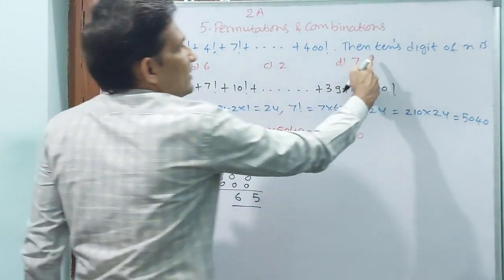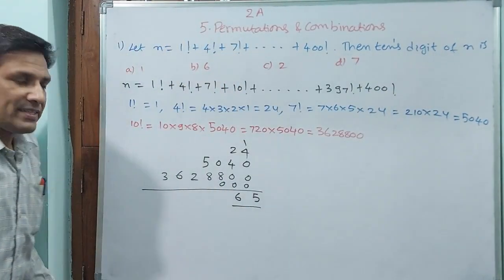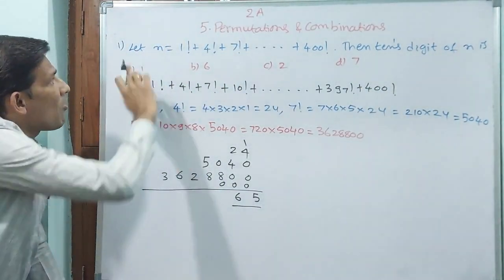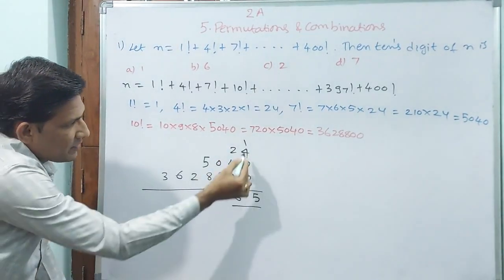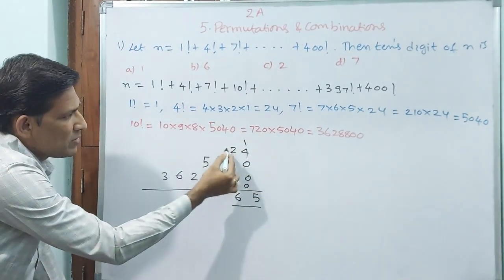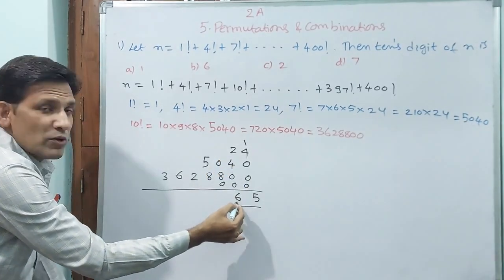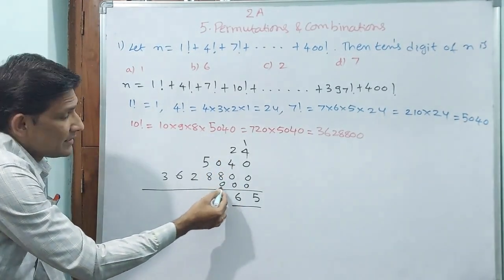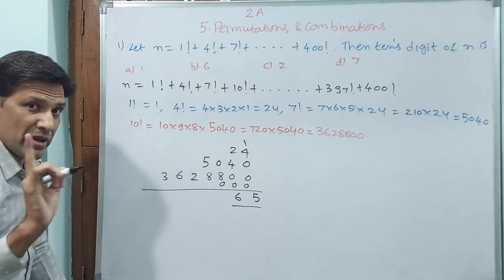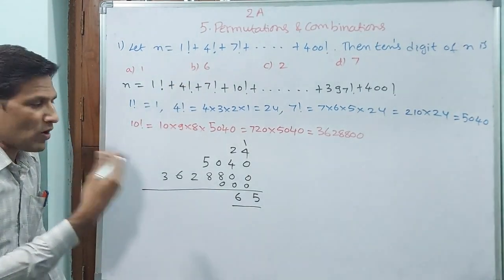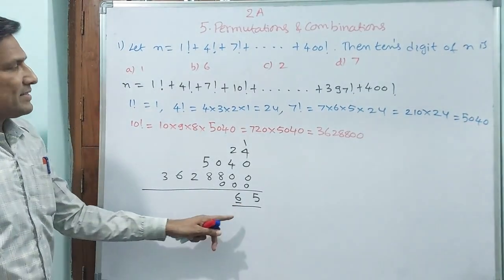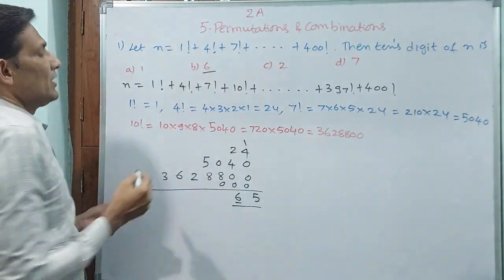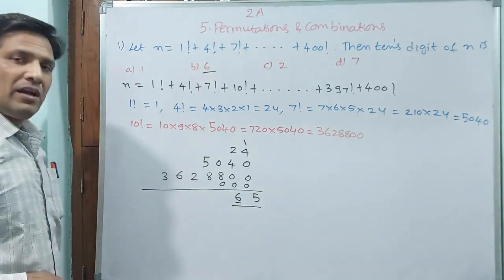This is a logical question. The tens digit is how much, right? They are asking that. If we add all these numbers, the 1's digit and 10's digit are not going to change. 1 plus 4, 5 only comes. 4 plus 2, 6 only will come. I think the 100's place also 8 only may come, but they have not asked, that is why we have not done that much brain work. Now you can say the tens place digit is 6. This is the answer. This is a logical question.